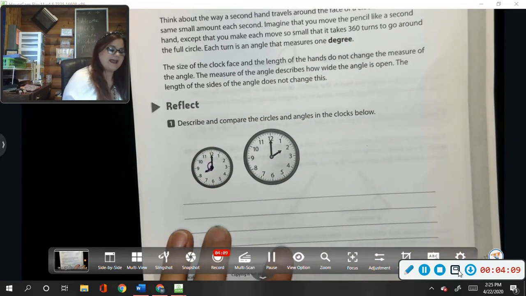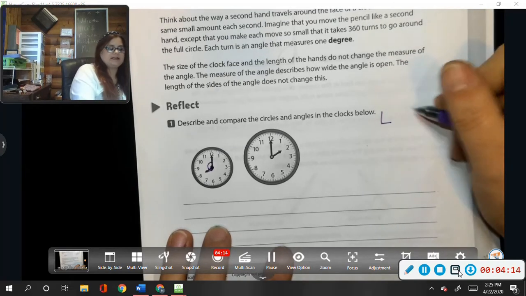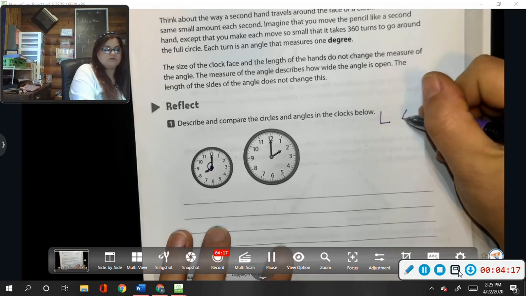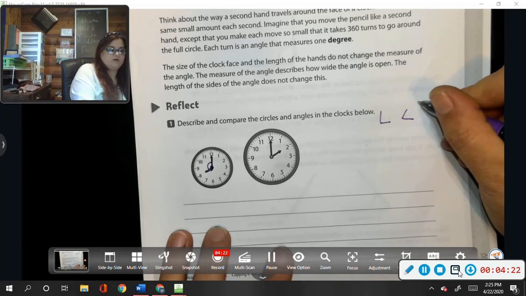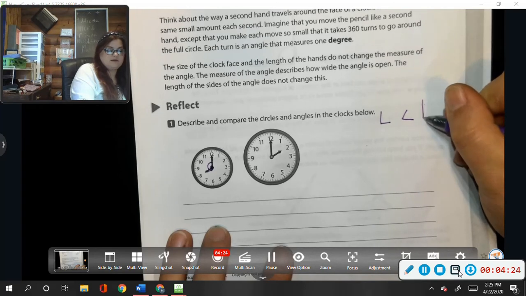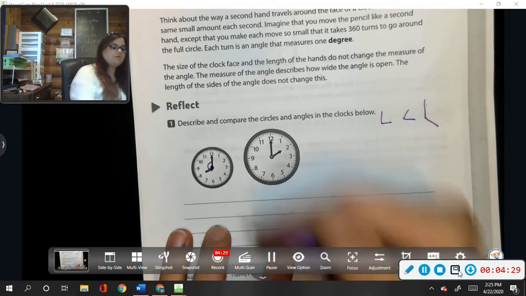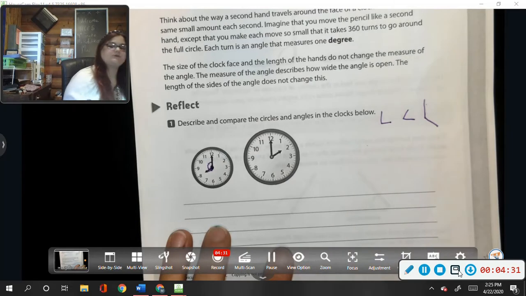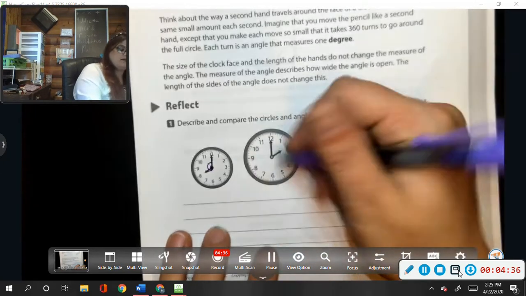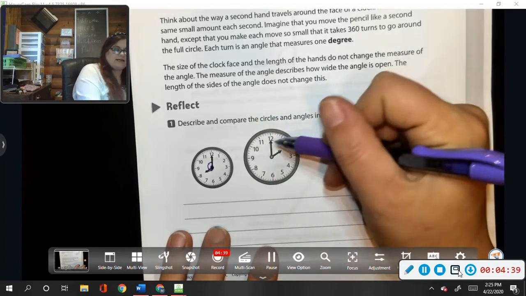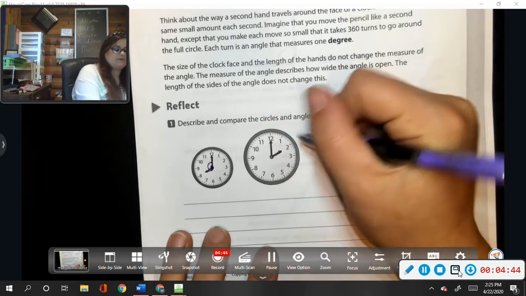Do you think that angle is like a right angle where it's 90 degrees? Do you think it is a small angle less than 90 degrees? Or do you think it's a large angle that is more than 90 degrees? I would say this looks more like an obtuse angle. I would also say that this angle over here is less than 90 degrees, meaning this would be an acute angle.